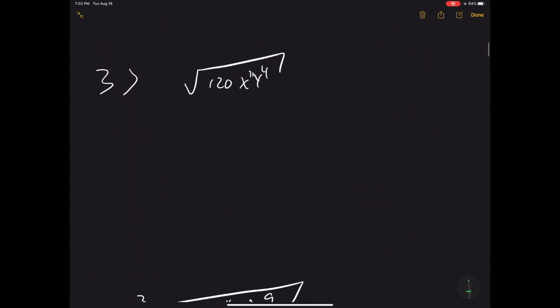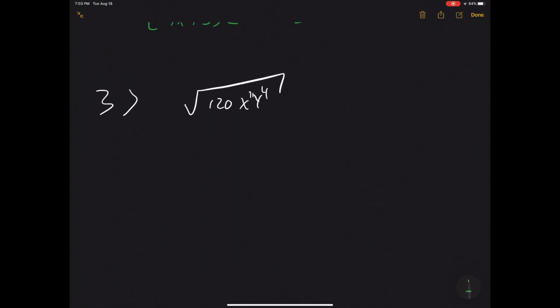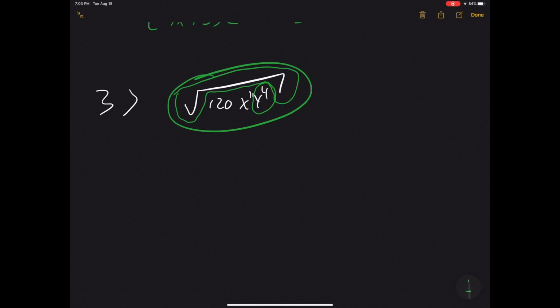Now if I move on to number 3, my first piece is the square root of 120x to the 11th y to the 4th. We'll do the variables first. I like to think of the square root symbol as a classroom. This is a square root, so it's powers of 2. In variable terms, it's saying take all the y's and leave in pairs of 2. How many pairs of 2 y's do we have here? Well, we have 4 y's. If you imagine 4 y's sitting in a classroom and the teacher says pair up and get out, you have 2 pairs. So we're going to have y squared on the outside.